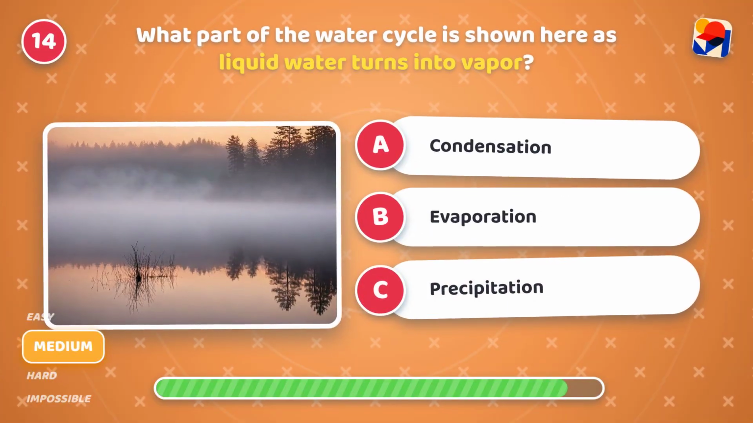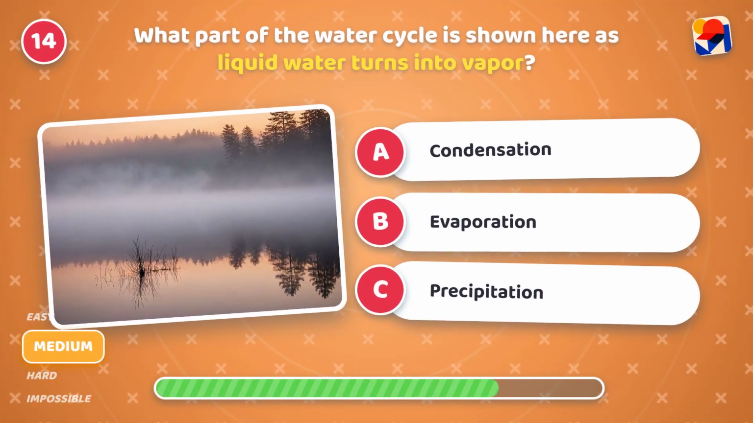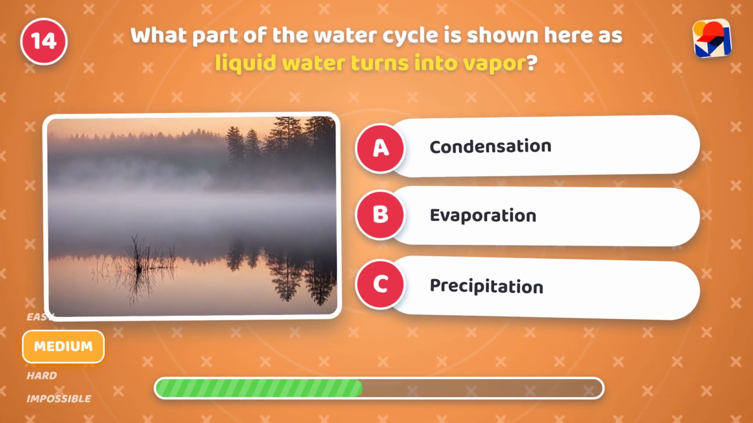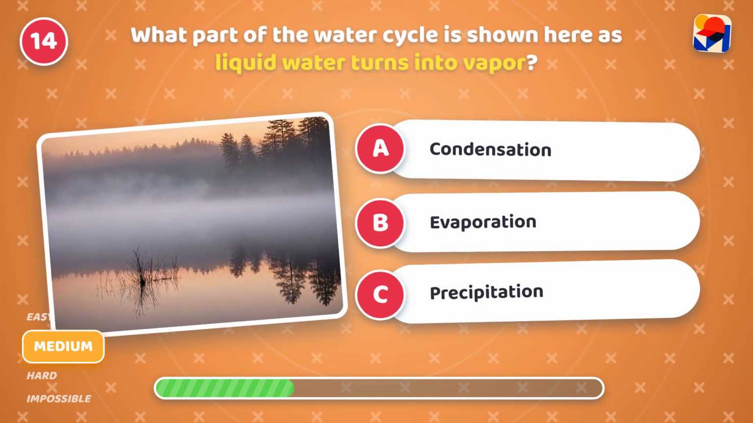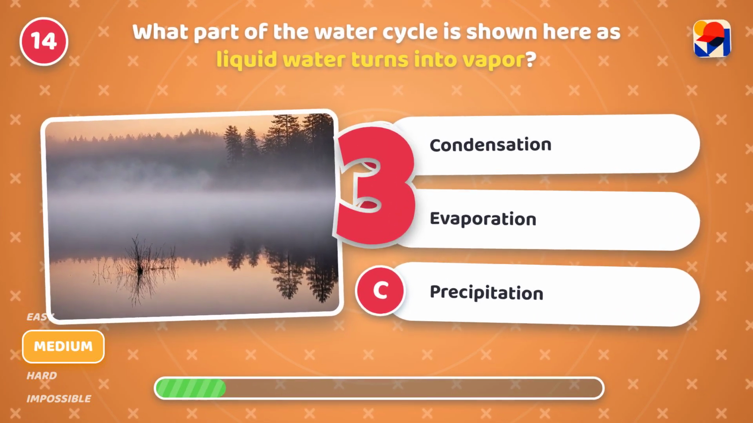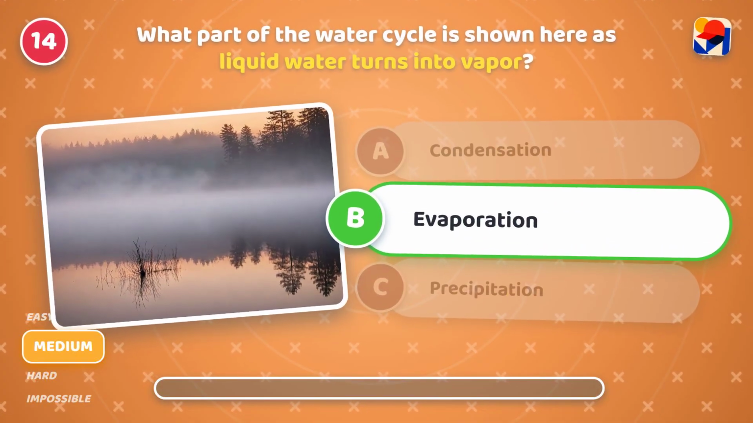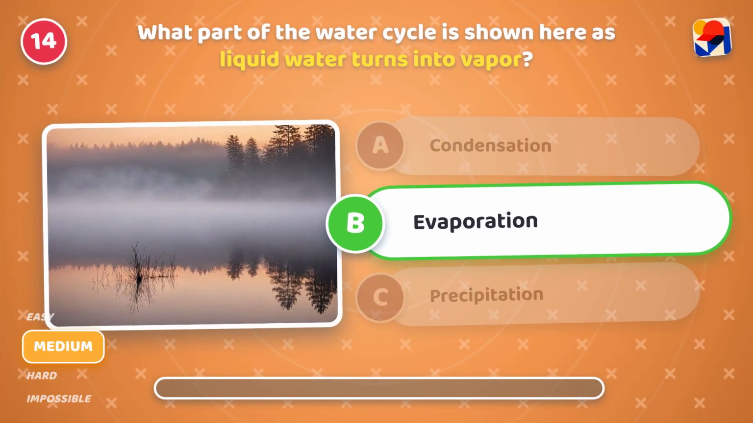What part of the water cycle is shown here as liquid water turns into vapor? Is it A, condensation, B, evaporation, or C, precipitation? It's B, evaporation. Liquid water absorbs heat and vaporizes.